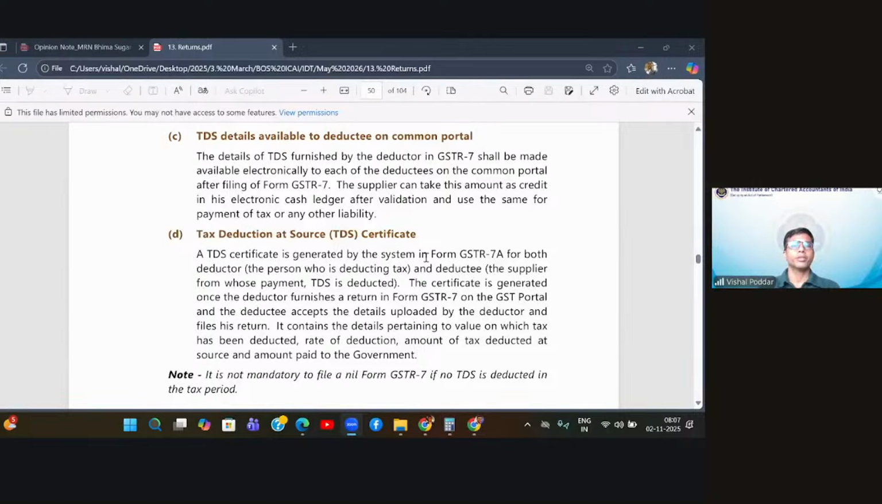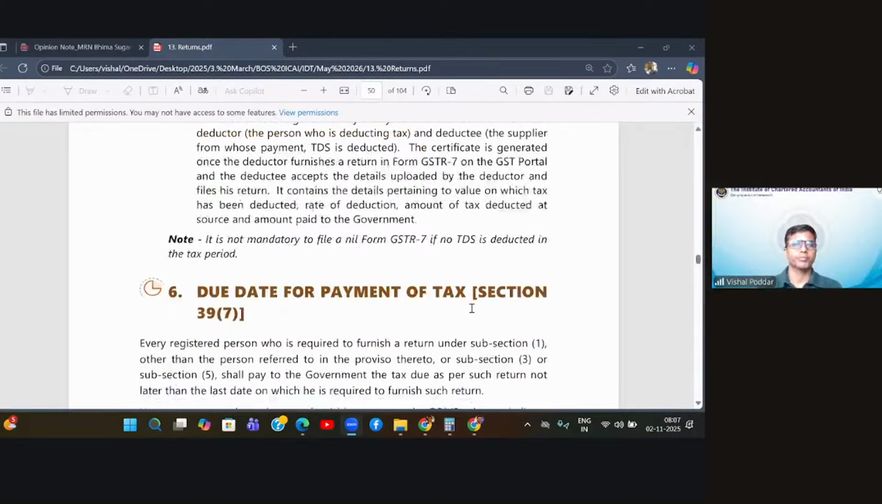Further, a TDS certificate is generated by the system in 7A for both deductor and deductee. The certificate is generated once the deductor furnishes returns in GSTR 7 on the portal.